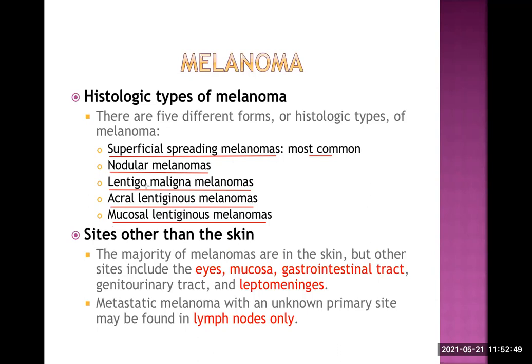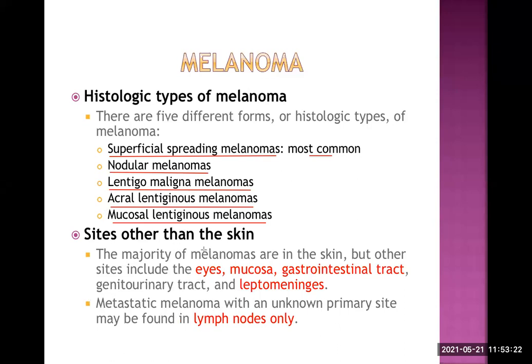Now, lentiginous is a small plaque-like appearance, a freckle-like appearance. It is not a nodule or other type of appearance. It is a small freckle, or small plaque-like appearance. This is called lentiginous appearance. So lentigo maligna, and acral means the acral part of our body, the distal part of the limb, they are called acral. And mucosal, you all know. So these are the different types.